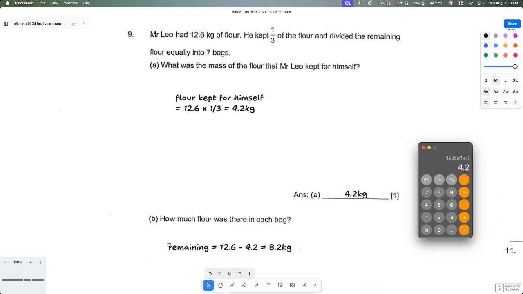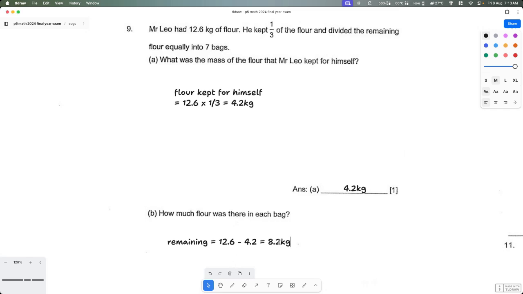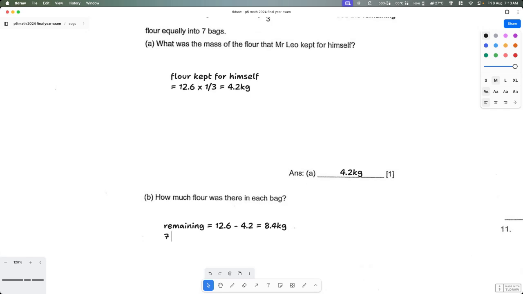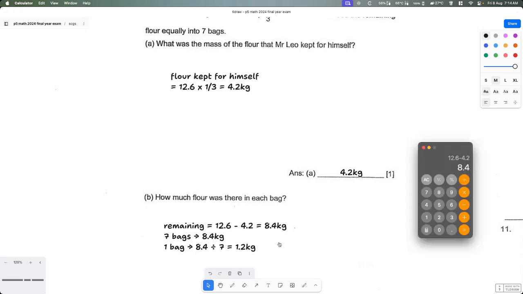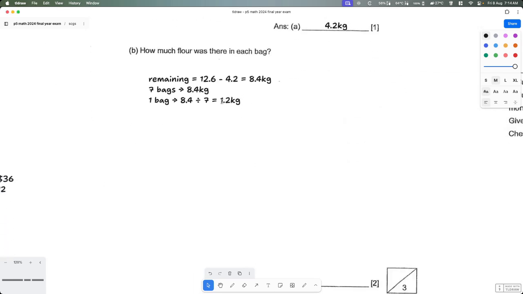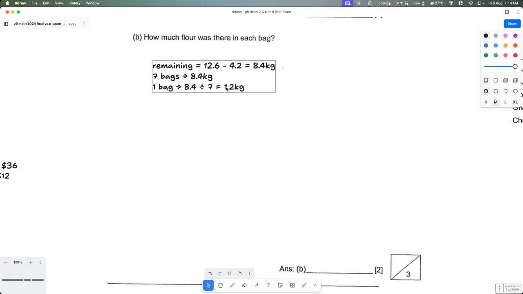So if I were to calculate 12.6 minus 4.2, 8.4, sorry, 8.4 kilograms, and then we divide it by 7. So 7 bags is equal to 8.4 kilograms, and then one bag is equal to 8.4 divided by 7, and this will give us 1.2 kilograms. Okay, so we can double check. You divide by 7, this will give us 1.2. And that's it, 1.2 kilograms. Okay, let's move on to the next question.